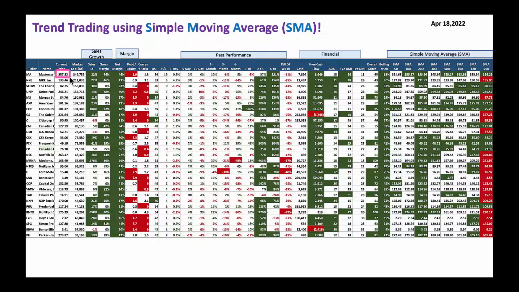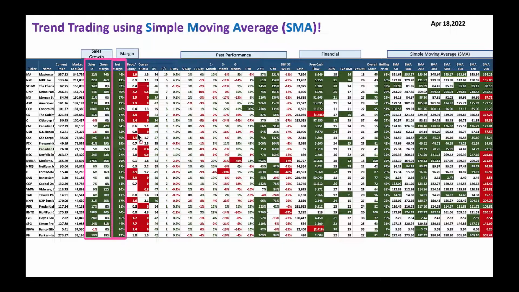And then what I've done is I've also given the sales growth here in 1 year, the gross margin, net margin. All the companies that you see here, they got net margin more than 10%. These are companies making money. That's why net margin is more than 10%.